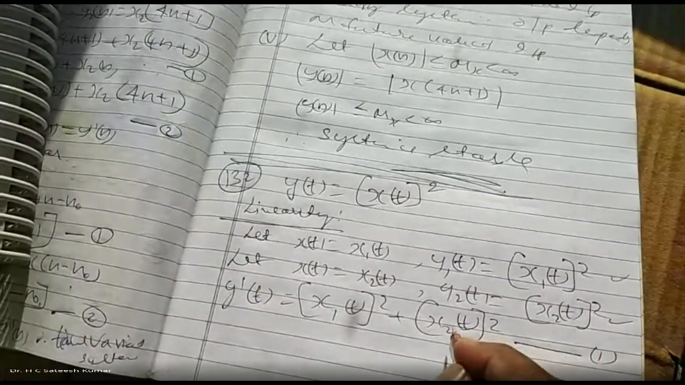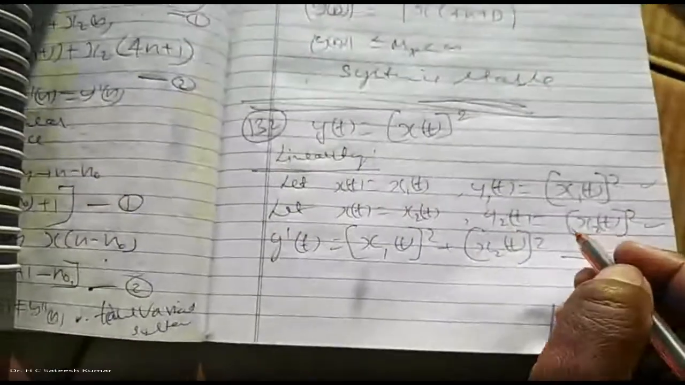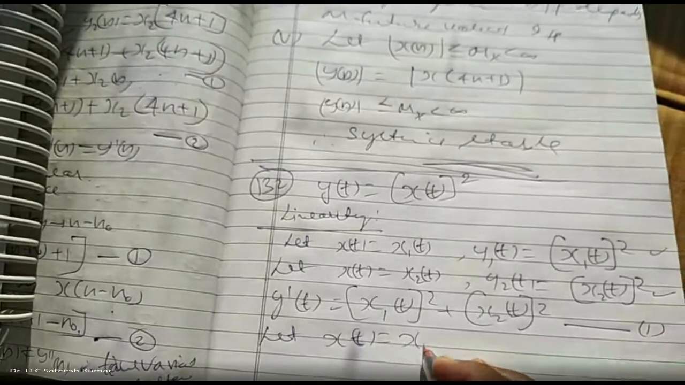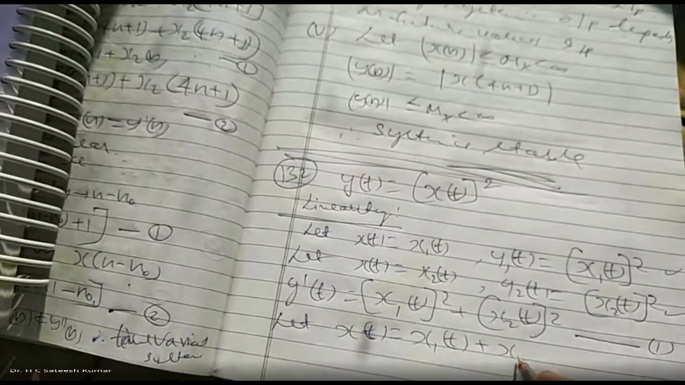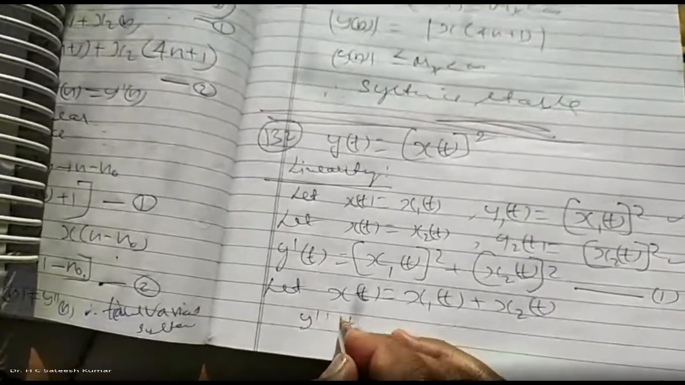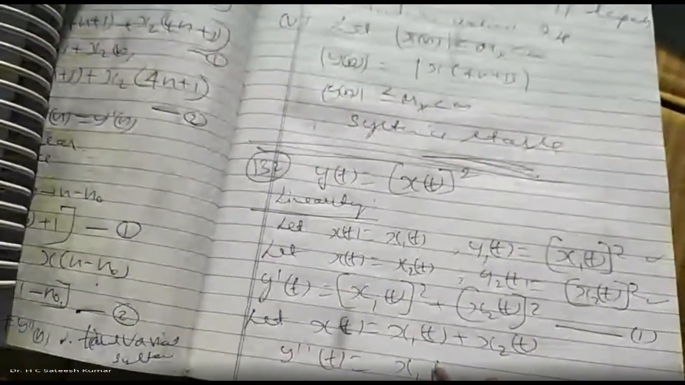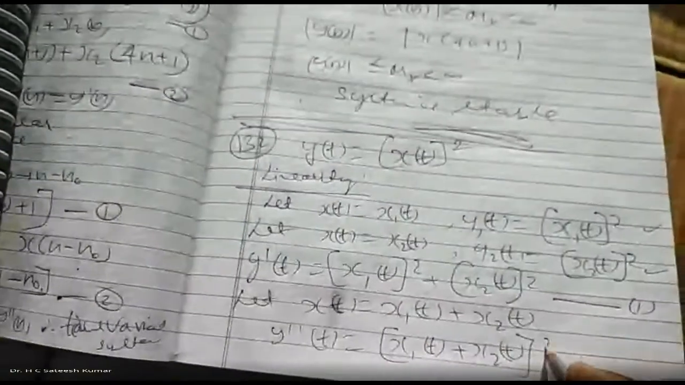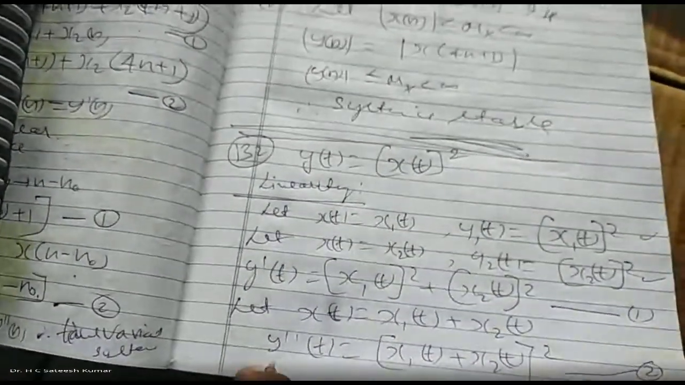This should be equal to what? Responses when they are acting simultaneously. Let us take both of them. x of t is equal to x1 of t plus x2 of t. Therefore, y double dash of t is equal to x1 of t plus x2 of t whole square. Call this equation number 2.